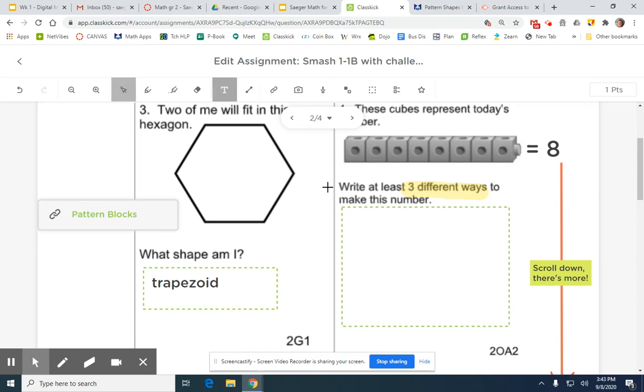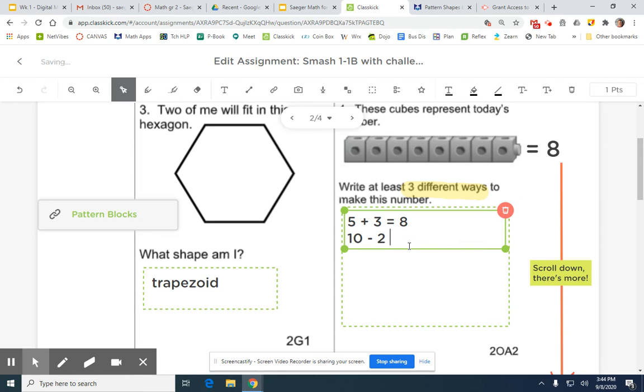I'm just going to type in some equations that I know. I know that 5 plus 3 equals 8. I know that 10 minus 2 equals 8. I know that 20 minus 12 equals 8. You see a pattern between 10 minus 2 and 20 minus 12?